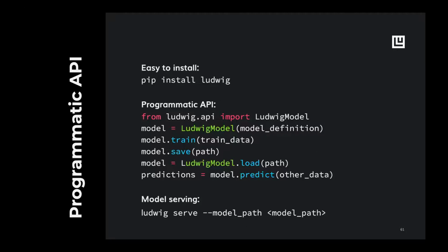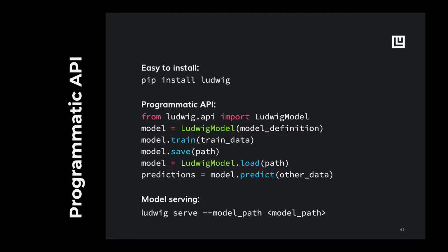You just have to import LudwigModel from ludwig.api, initialize an object from the class LudwigModel by providing a model definition, which is the model definition that we've seen before. And then just call train on some train data. You obtain a model that you can save if you want, and you can also load back with the LudwigModel.load function. And you can also use that model for obtaining predictions on new data.